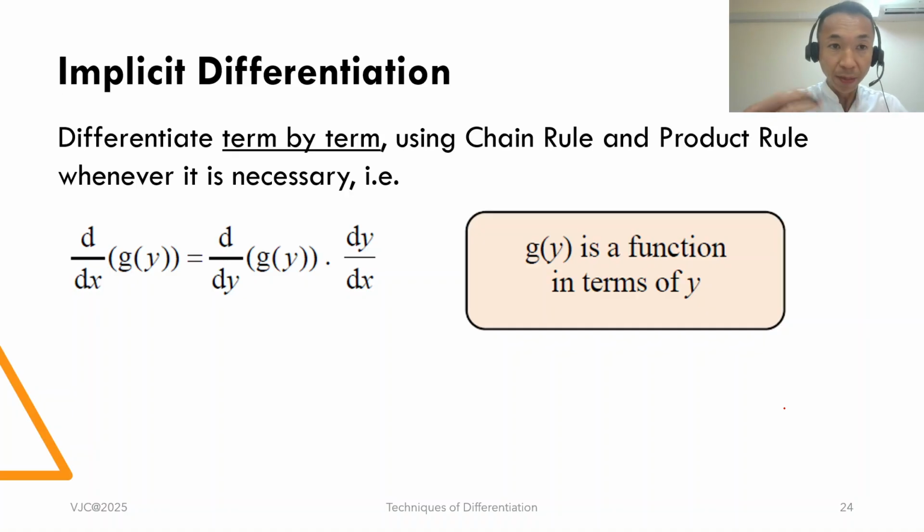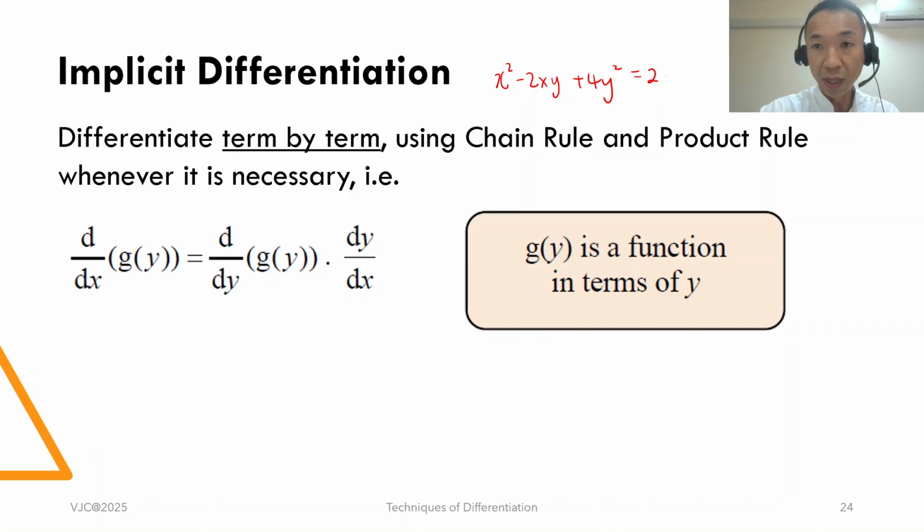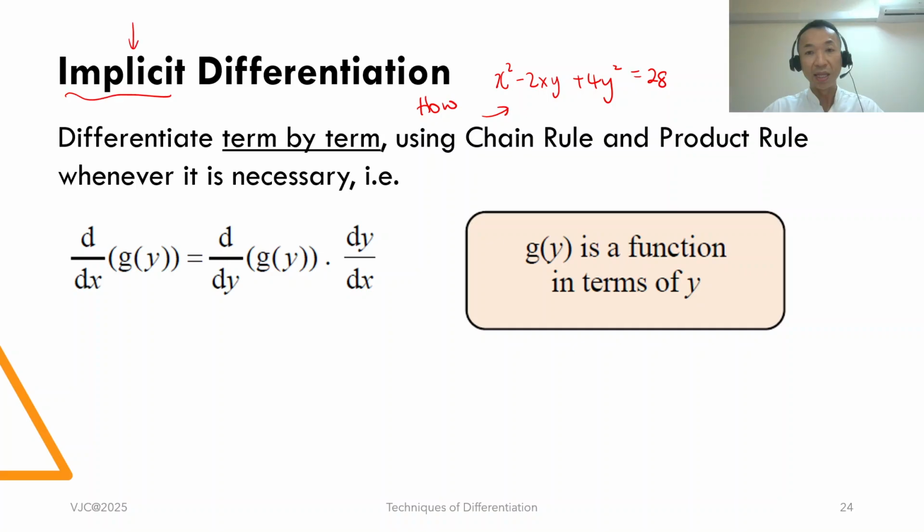You differentiate term by term, especially when you have an expression like x squared minus 2xy plus 4y squared equals 28. How do you differentiate this? How do you solve this? We have to use this idea of implicit differentiation.